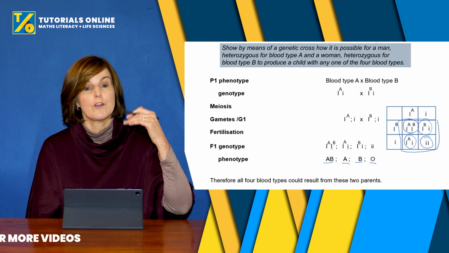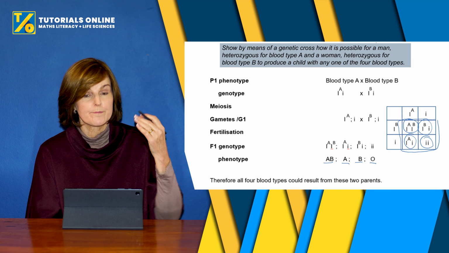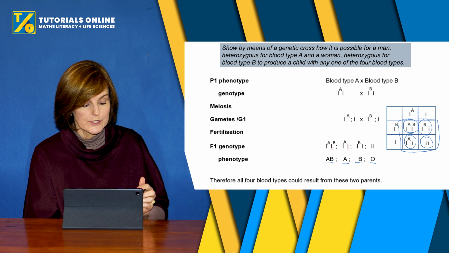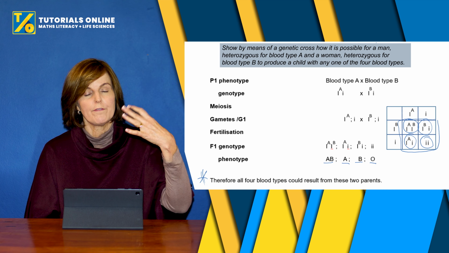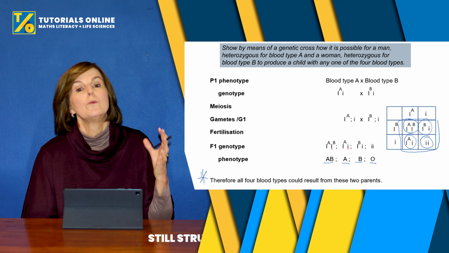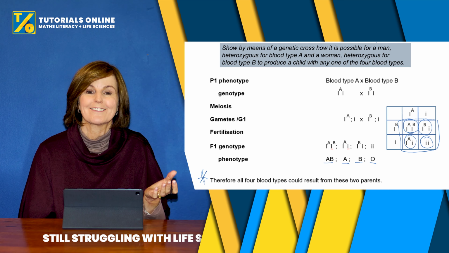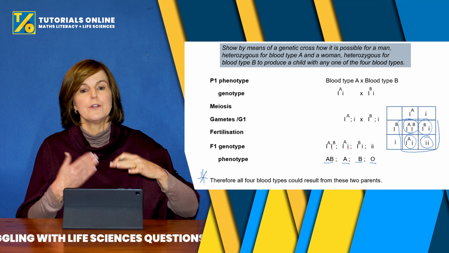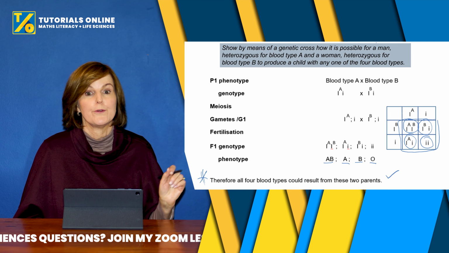So then, if you go back to your question, you have to show by means of a genetic cross that it was possible for these parents to produce a child with any one of the 4 blood groups. Something that's very, very important, if you look at the bottom over here: often these questions will give you a scenario and then you have to prove it. It's a good idea to always put a final sentence to say, therefore, all 4 blood types could result from these 2 parents, or whatever the question is asking, and conclude with that final sentence, because that will be another mark for you in your exam.